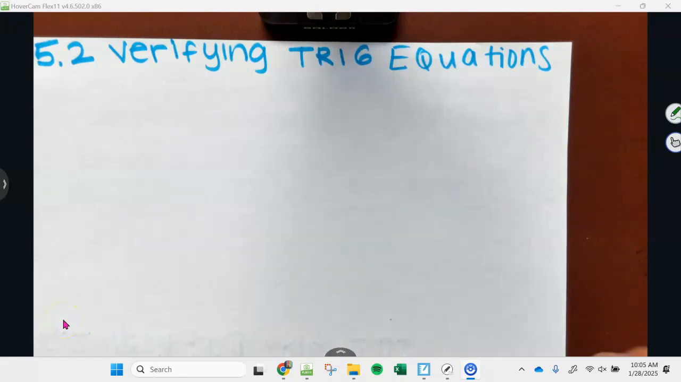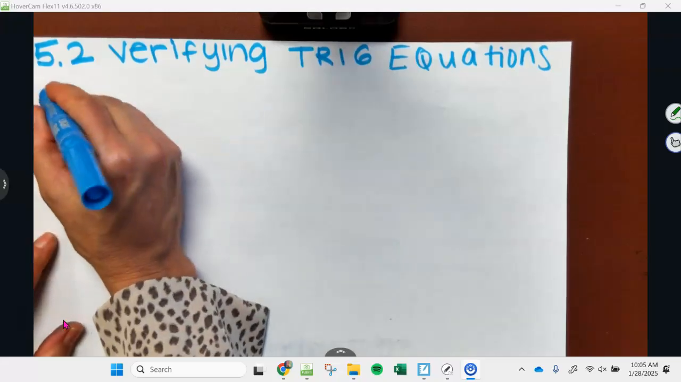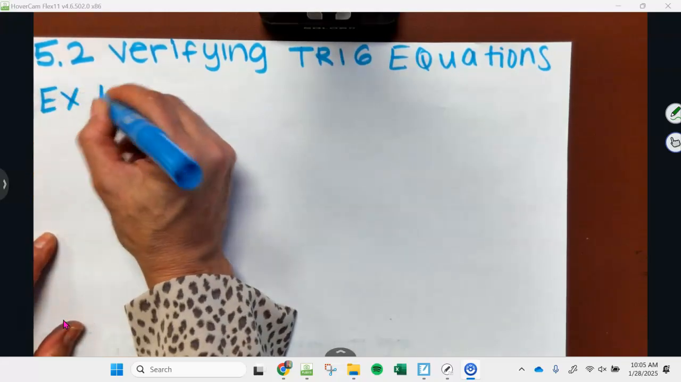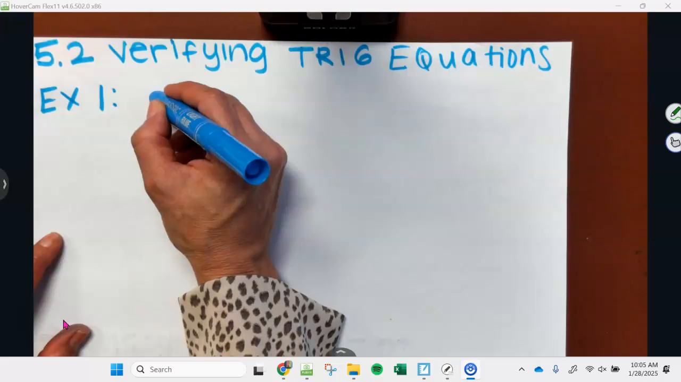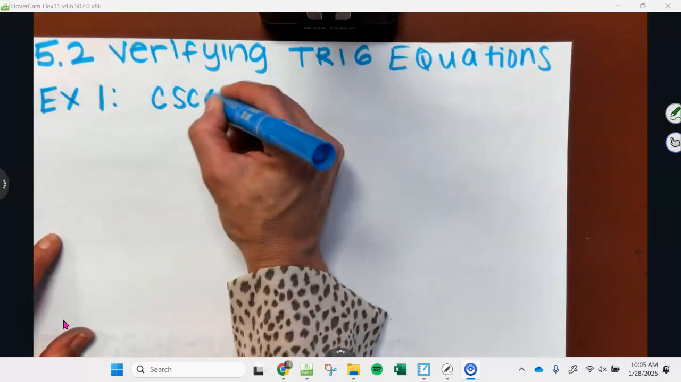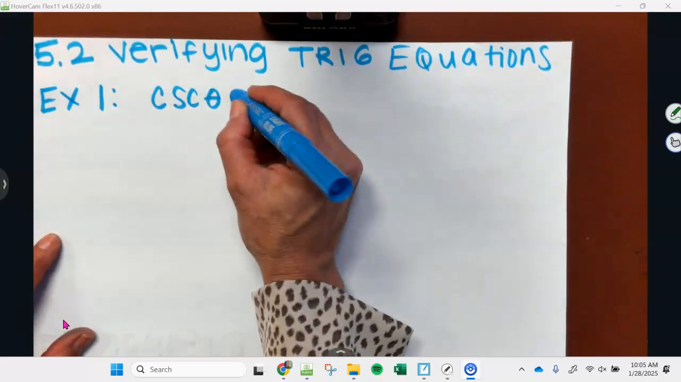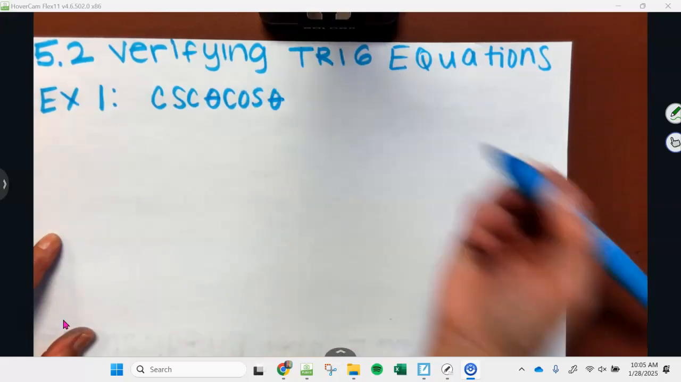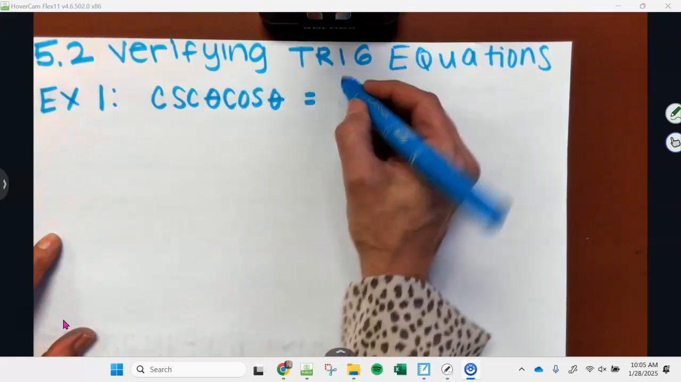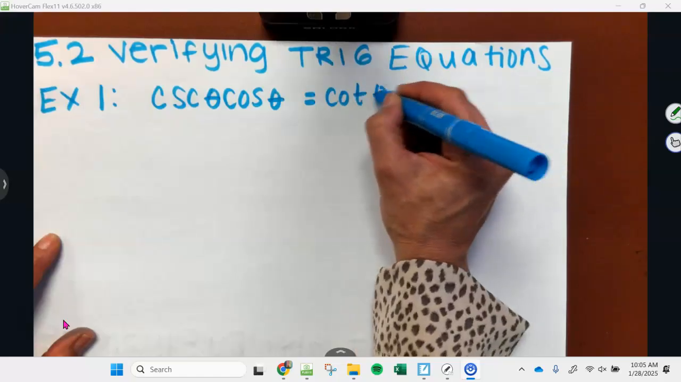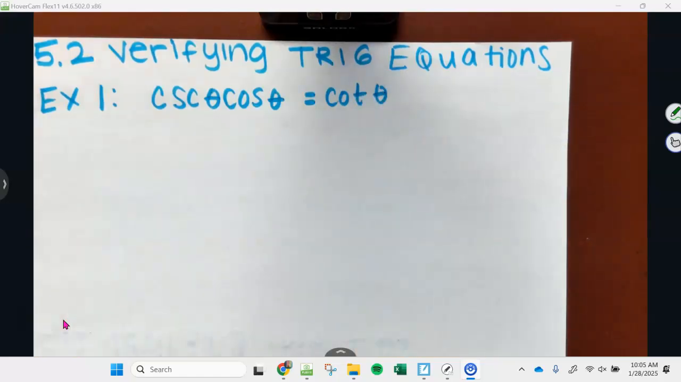That's when it's fun. Okay, verifying trig equations. So what we're going to do is take a look at an example, then we're going to talk about it. Our first example is cosecant theta times cosine theta, so just write that right next to it, equals cotangent theta. We're still kind of doing the same stuff we did yesterday. We're still rewriting trig functions, but we know what we want it to look like.